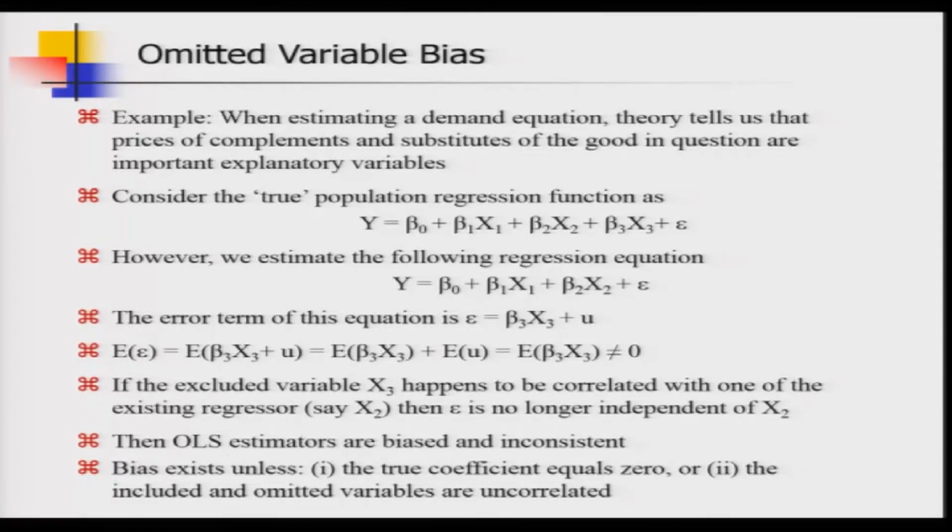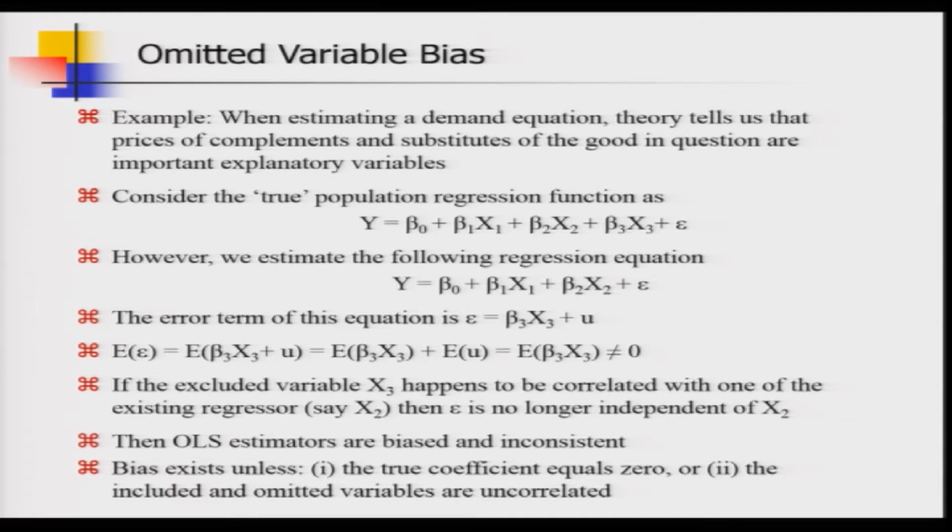Now, we are going to talk about omitted variable bias through an example. Let us go back to the microeconomic theory of the demand function. When we estimate a demand function, microeconomic theory tells us that the prices of complements and substitutes of the good are explanatory variables, and they should be incorporated in the regression equation when you are trying to estimate a demand function for the commodity in question.